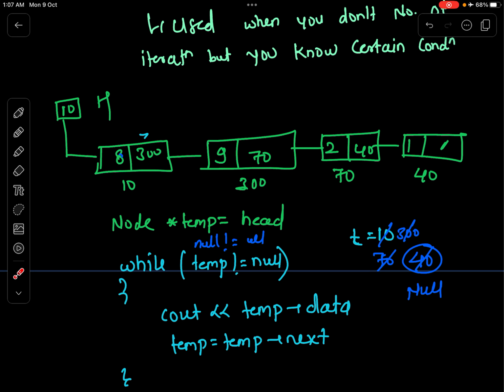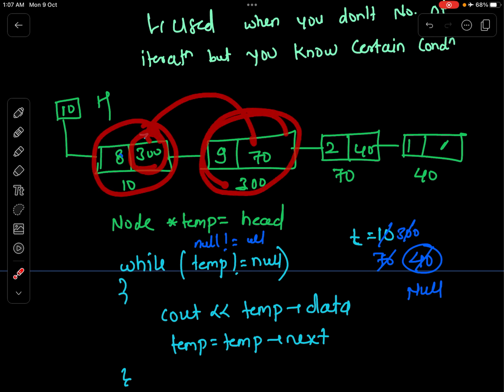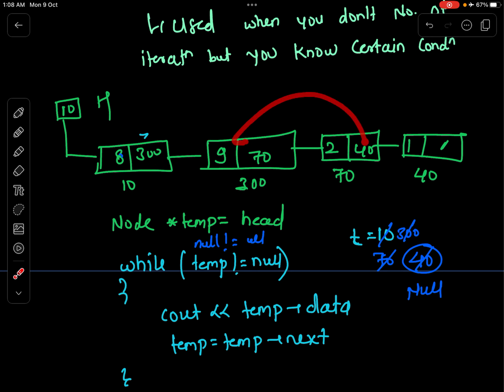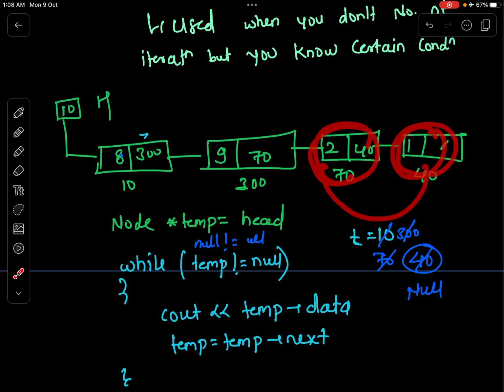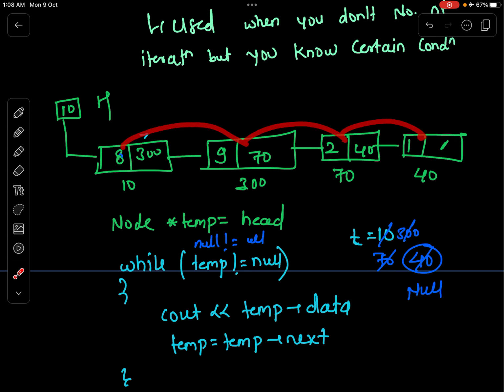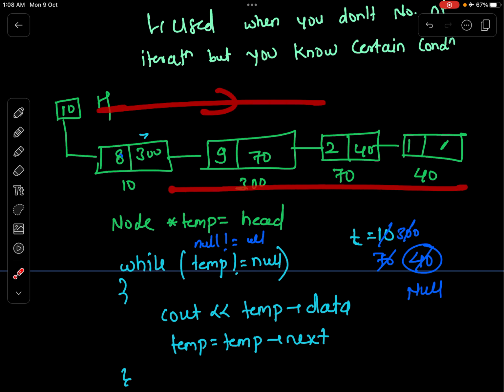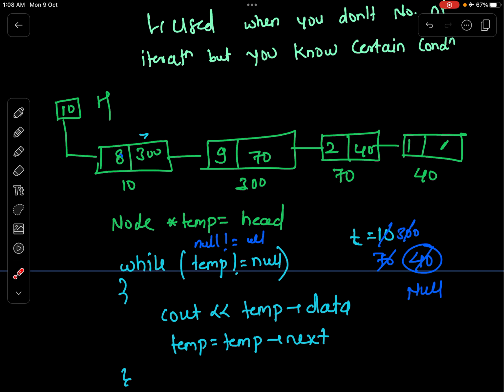It is not possible to come from back to the front, because this node mainly contains the address of the next node, but this node does not contain the address of its previous node. It contains the address of its next node. This does not contain the address of its previous node. They simply contain the address of their next node. So we are able to move only to the front side. We cannot traverse from the back to the front. This is one of the major drawbacks of the single linked list.